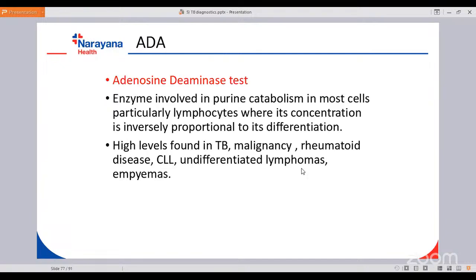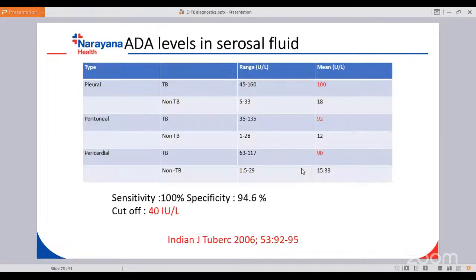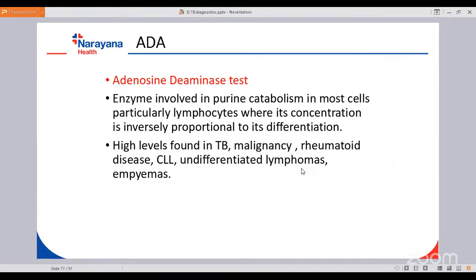Coming to ADA. ADA is an enzyme which is involved in purine catabolism in most cells, particularly lymphocytes. And high levels of ADA, the full form of ADA is adenosine deaminase test. High levels are found in TB, malignancy, rheumatoid arthritis, CLLs, undifferentiated lymphomas, and empyemas. So it's not a test which is specific only for tuberculosis. And this is the important take-home message that I want.